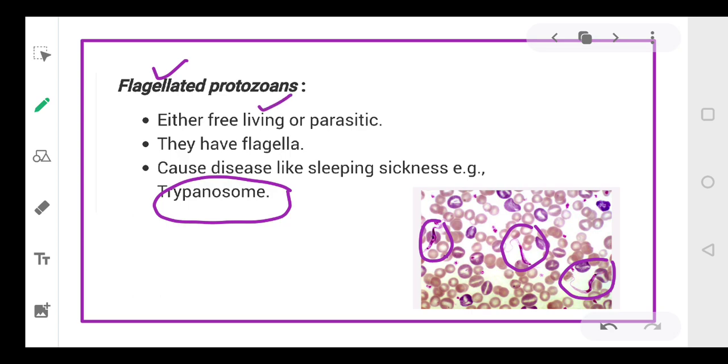They are free living, means they अकेले रह सकते हैं, right? And they are parasitic, they cause diseases, and they have flagella to move. इनके पास move करने के लिए flagella होते हैं, ये flagella की वजह से move करते हैं.